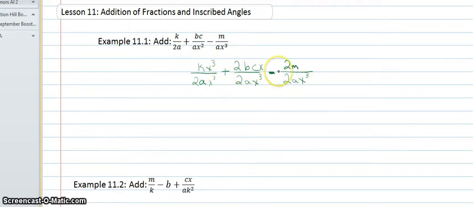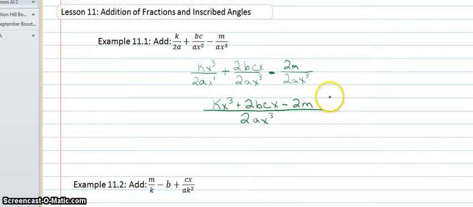Then we need to make this into one big fraction. So they all have ax cubed now. I'm just going to put those all on top. So I'll have k x cubed plus 2bcx minus 2m. Okay, and that is our answer. We've added our three terms together.